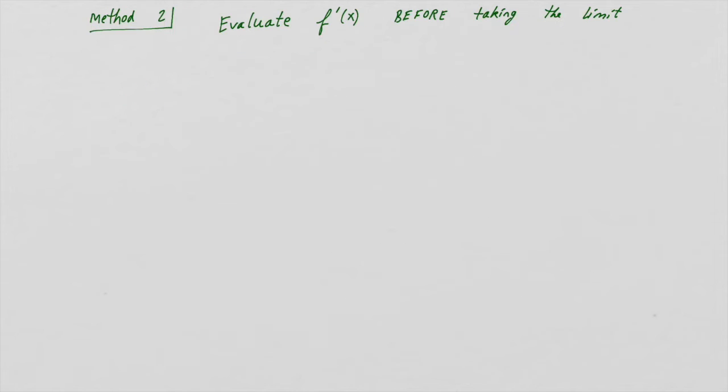So now let's look at the other way to do this. We're going to evaluate f prime of x before taking the limit. So let's get our original function back up here. And we've got f of x equals x squared minus 7x plus 5. And when we said we're going to evaluate f prime of x before taking the limit, we're going to take the definition of our derivative, f prime of x equals the limit as h approaches 0 of f of x plus h minus f of x all over h.